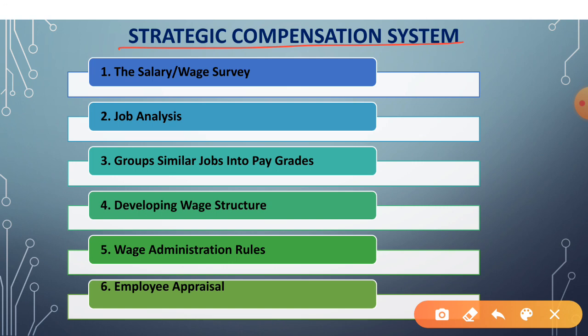For this, there are six steps which are used for designing the strategic compensation system. The first step is the salary and wage survey. It is difficult to set pay rates if one doesn't know what others are paying. So the salary survey of what others are paying will play a big role in pricing jobs. Virtually every employer conducts at least an informal telephone, newspaper or internet salary survey.